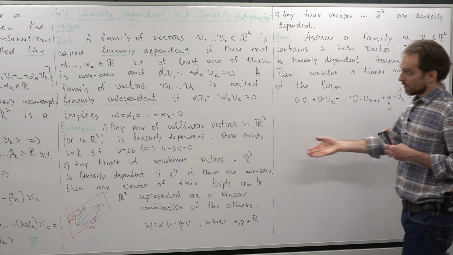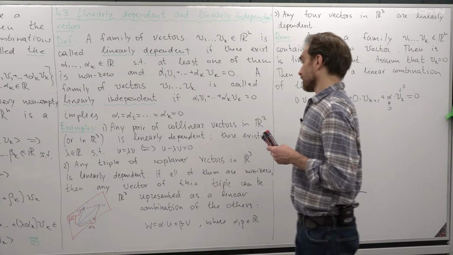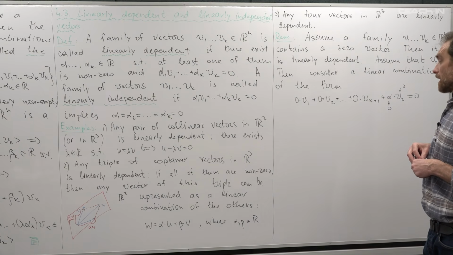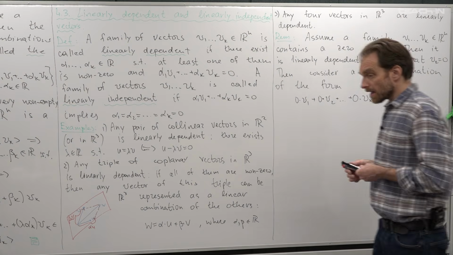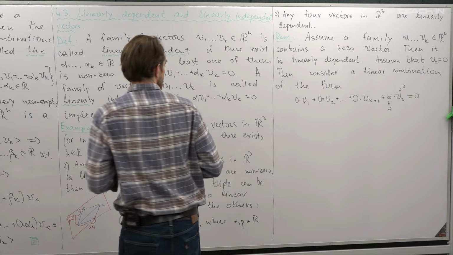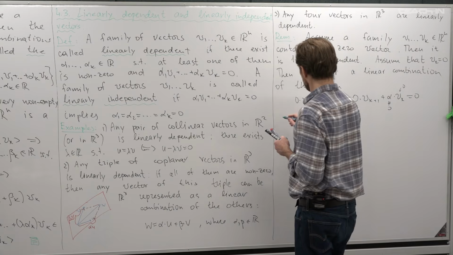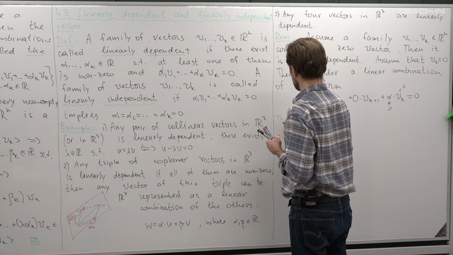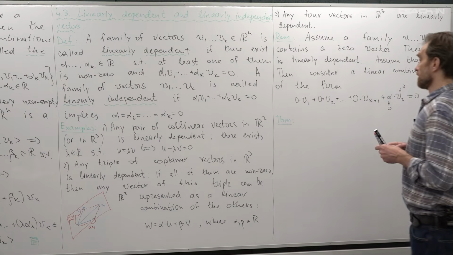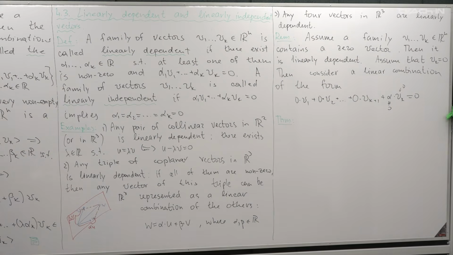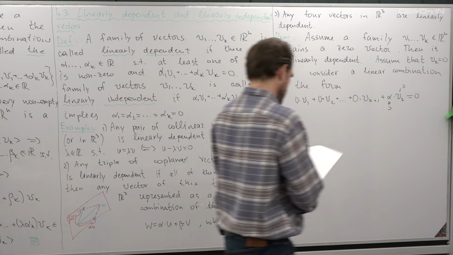So going back to one of our examples, if at least one of the vectors is 0, then the whole family of vectors is linearly dependent. Okay. And now I'm going to prove a theorem which states some properties of linearly dependent and linearly independent families of vectors. So there will be 6 statements. All of them would be important, so I will just state all of them.